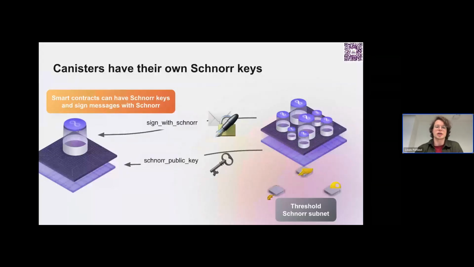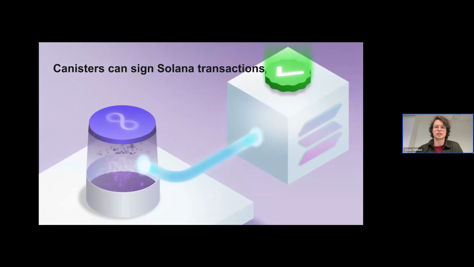So the takeaway here is that canisters have their own Schnorr keys and they can sign using these keys. They can get a signature. And so once they build a transaction, they can then make a request to the threshold Schnorr subnet to get this transaction signed. And so they can also make a request to get the public key, and they can make a request to sign a transaction. And since transactions on Solana are signed with EdDSA or Schnorr, this means that canisters can sign Solana transactions.